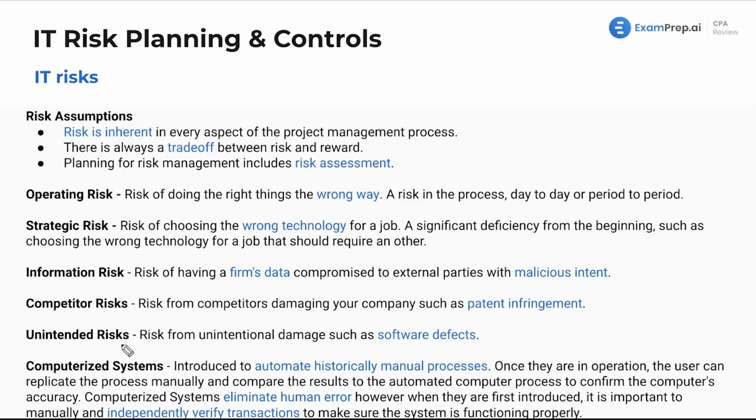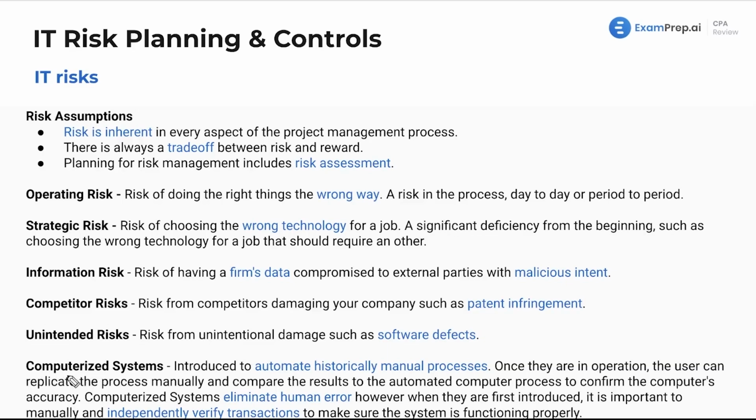Unintended risks, risk from unintentional damage, such as software defects. Hopefully, you don't have any software defects, but such as life, things happen. And unintentional damage internally, right there.